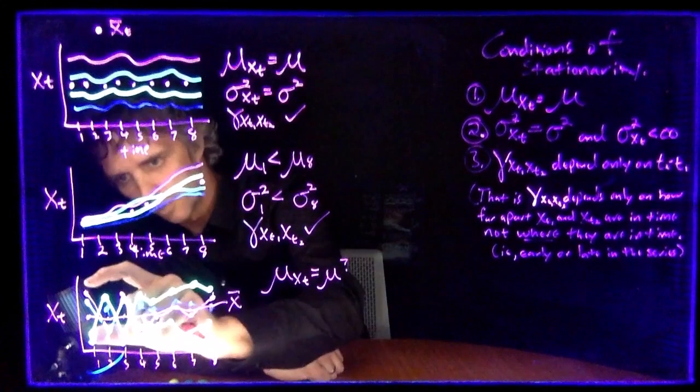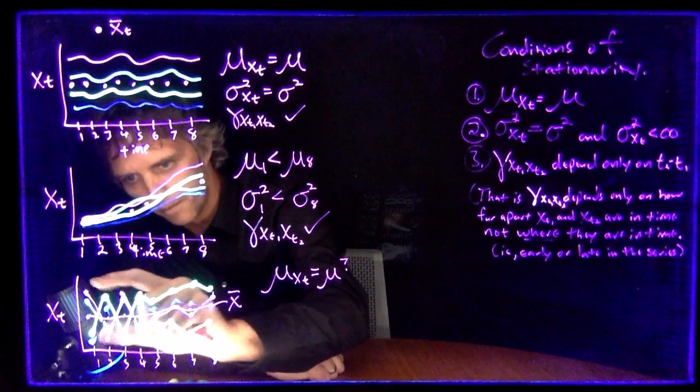What about the variance? So the average distance those dots are away from the mean there, okay?